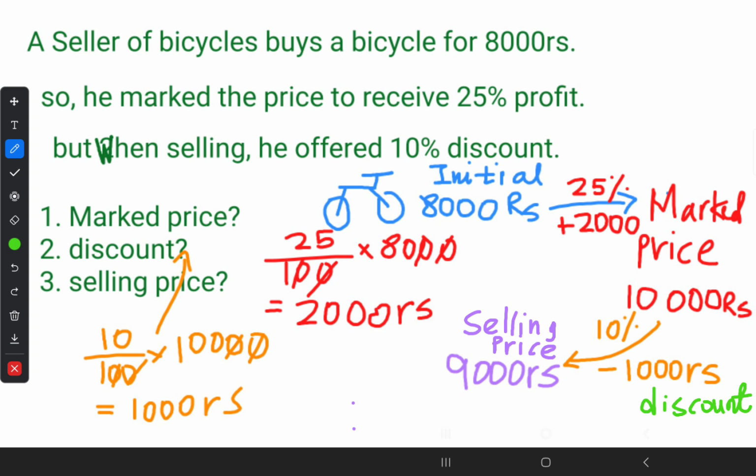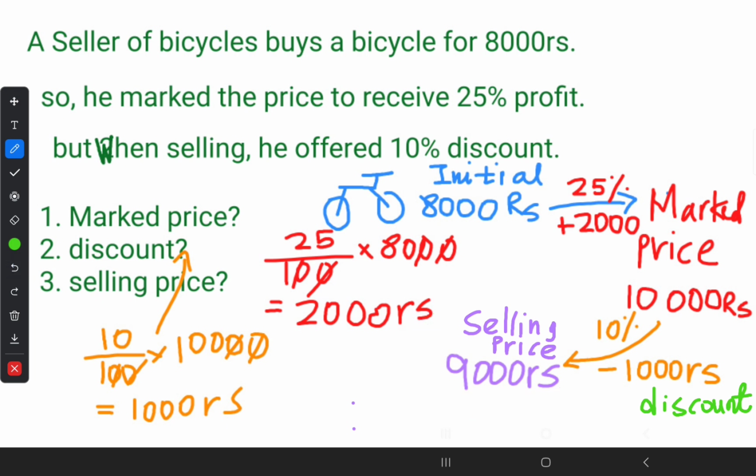Okay, look at this. There is a cyclic relationship. Initial price, then the 25 percentage profit, the mark price was 10,000. From that mark price, he will give you 10 percentage discount, which is 1,000 rupees. So from the 10,000, when you subtract this 1,000, that will give you the selling price as 9,000.